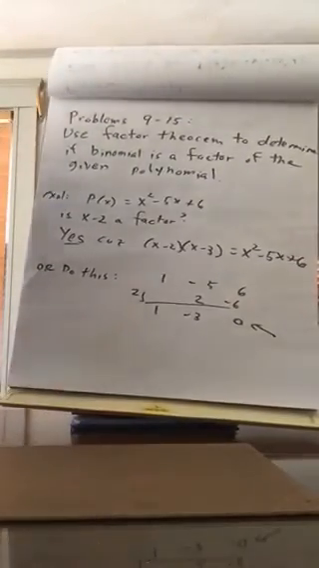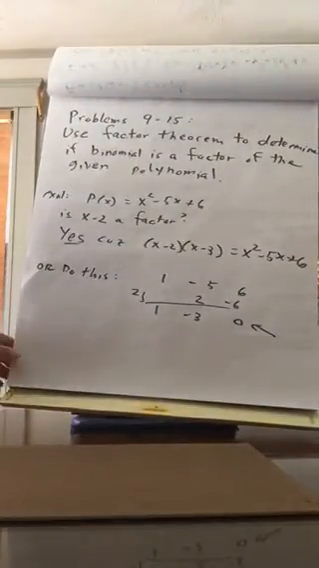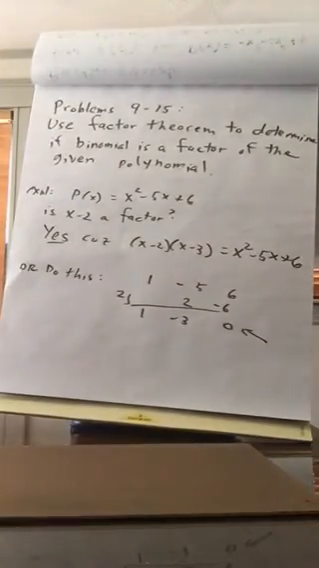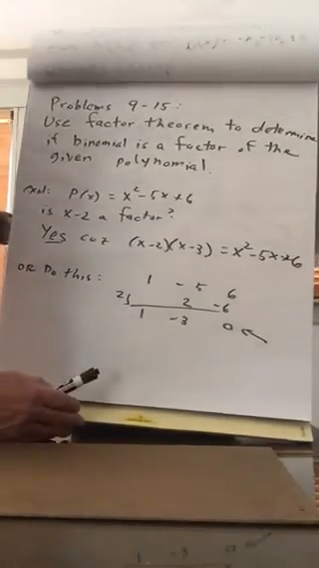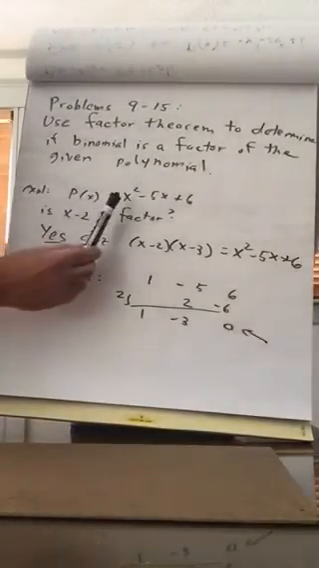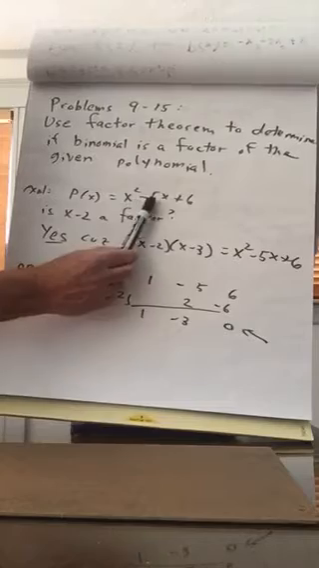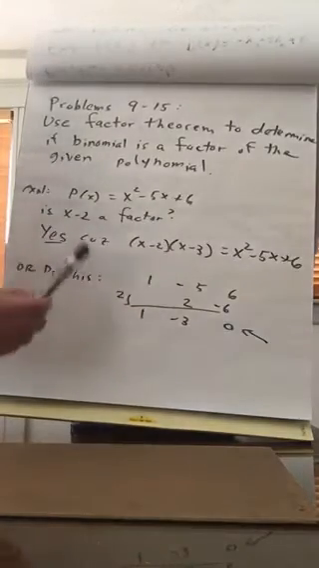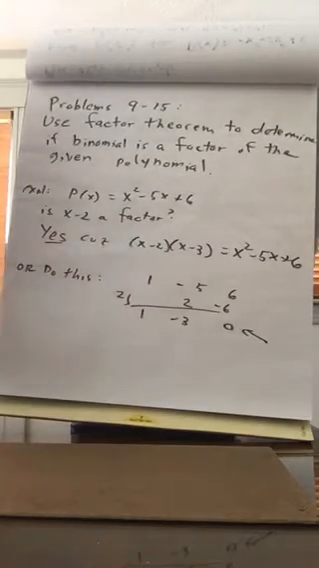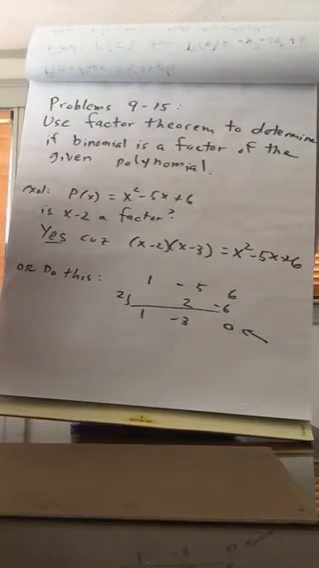Then problems 9 through 15. It says, use the factor theorem to determine if the given binomial is a factor of the given polynomial. Or a lot of words. What they're going to say is they'll give you a polynomial. Here's an example. P of x equals x squared minus 5x plus 6. They'll give you a factor, x minus 2. Is it a factor? To be a factor means you've got to divide it evenly.